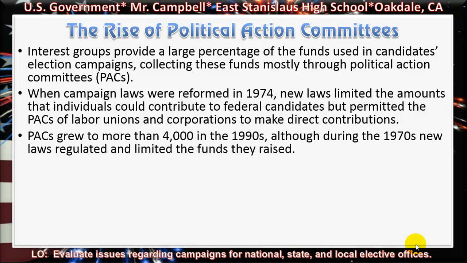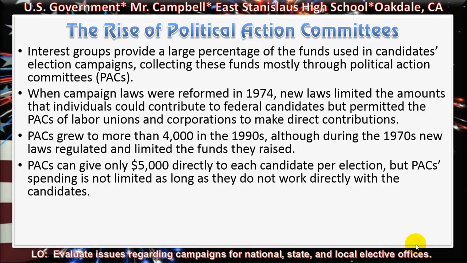PACs grew to more than 4,000 in the 1990s, although during the 1970s, the new laws regulated and limited the funds that they raised. PACs can give only $5,000 directly to each candidate per election, but PACs' spending is not limited as long as they do not work directly with the candidates.